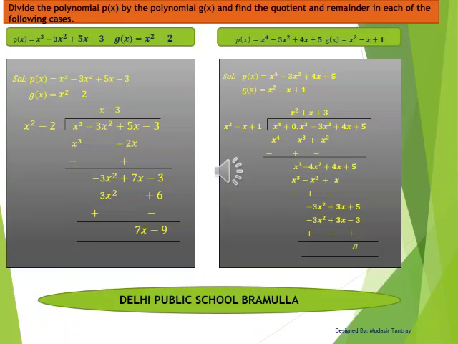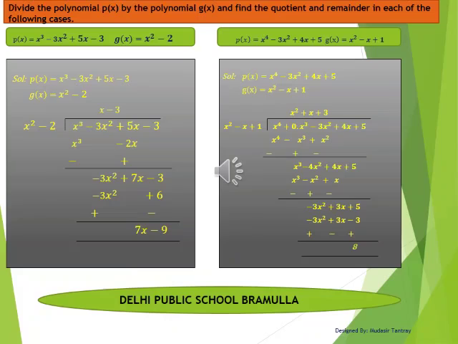Here, what we have to do? Now we have to change the signs. Minus becomes plus and plus becomes minus. Here it was x cube, it becomes minus. Here it was minus 2x, it becomes plus. Now x cube minus x cube will cancel each other. Minus 3x square will come down. 5x plus 2x becomes 7x and minus 3. Now again you have to continue the process.